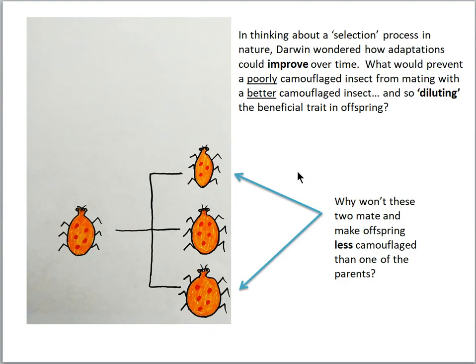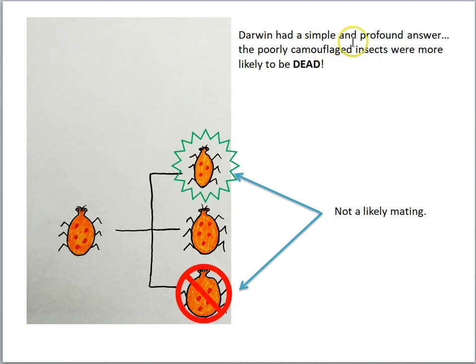Now let's start to consider some of Darwin's questions as he pondered natural selection. In thinking about the selection process in nature, Darwin wondered how adaptations could improve over time. What would prevent a poorly camouflaged insect from mating with a better camouflaged insect, and so diluting the beneficial trait in the offspring? In other words, using our bracket diagram, why won't these two individuals mate and make offspring less camouflaged than one of the parents? Darwin had a simple and profound answer.